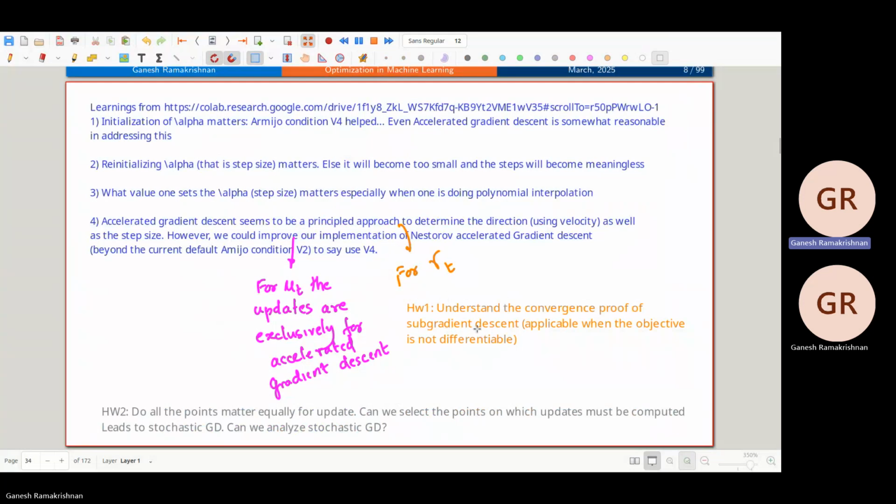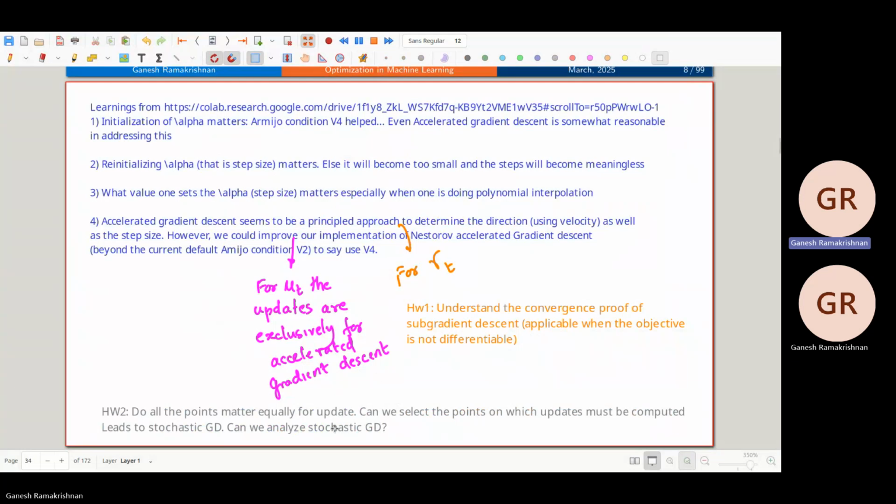As homework, if you want to consider the subgradient descent algorithm, which we'll do next, try to understand its convergence proof. In fact, the convergence of subgradient descent is about how the gammas shrink. So there is a lot more that can be improvised. So that is one homework.